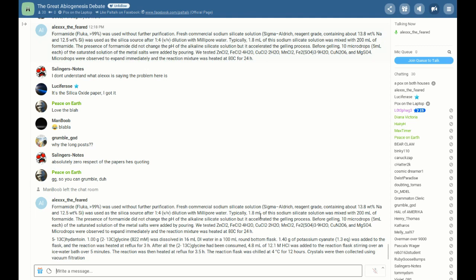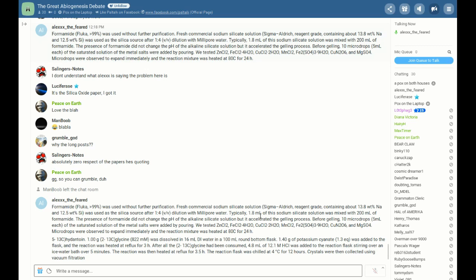This was added to a flask and it was heated at a reflux for 3 hours. After all the glycine had been consumed, the H side was added to the reaction flask, stirring it over an ice water bath for 5 minutes. The reaction was then heated at reflux for 3.5 hours. The reaction flask was chilled to 4 degrees Celsius for 12 hours. Crystals were then collected using vacuum filtration.